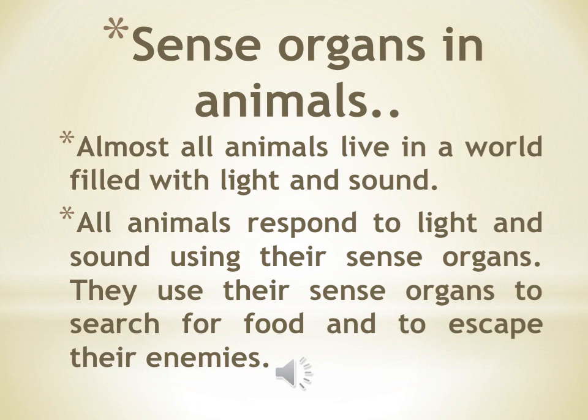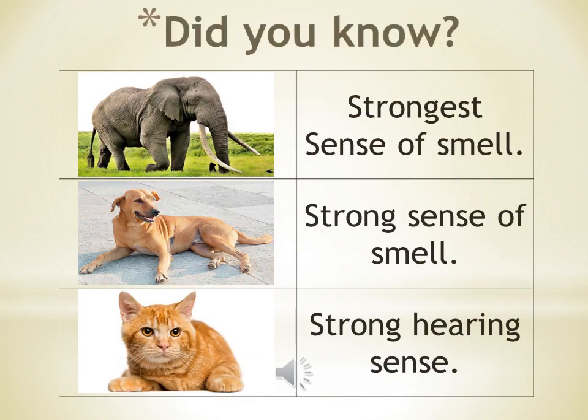So these sense organs help the animal to search for food and to protect themselves from enemies. Now let's talk about the super senses of some of the animals. Children, do you know that African elephants have the strongest sense of smell? It has the best nose in the whole animal kingdom.